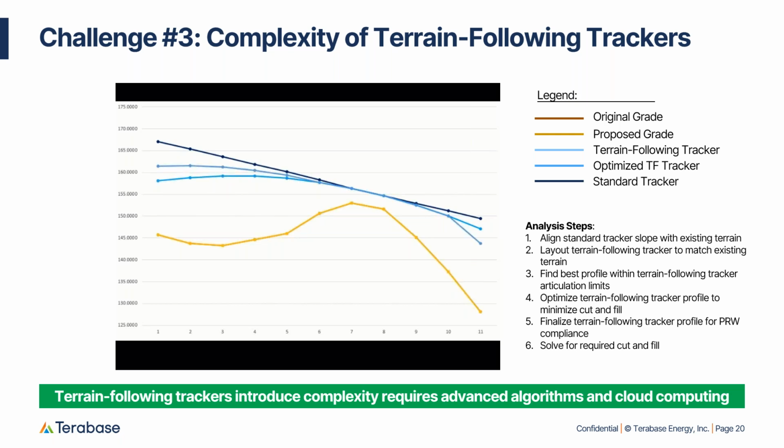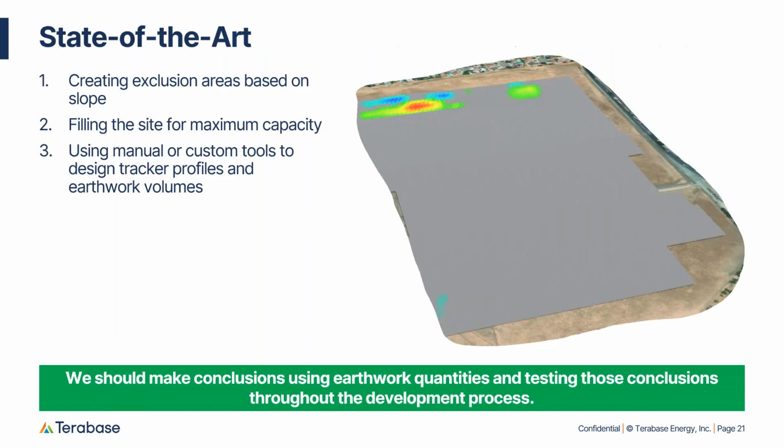Next slide. So what is our state of the art? Right now, we're creating exclusion areas based on slope. We're filling the site for maximum capacity, and then we're using our manual or custom tools to design tracker profiles and earthwork volumes. And we're doing all this in 2D. And so we really feel that earthwork needs to be pushed up in the schedule. It needs to be done early and often, and we need to be able to compare different scenarios.